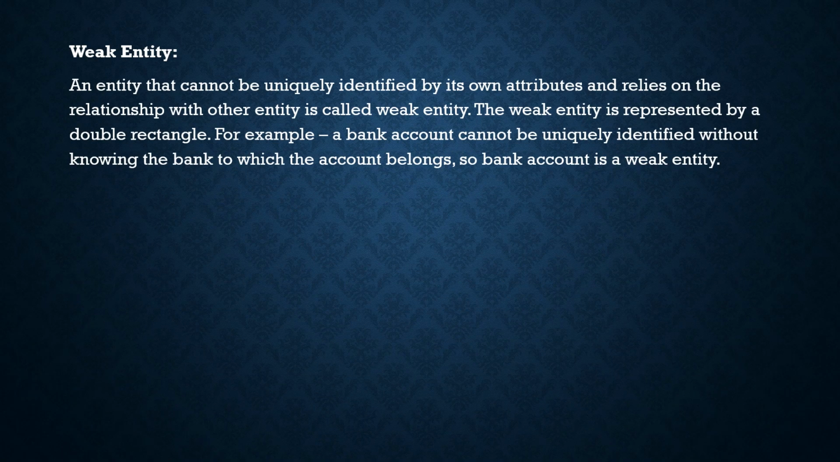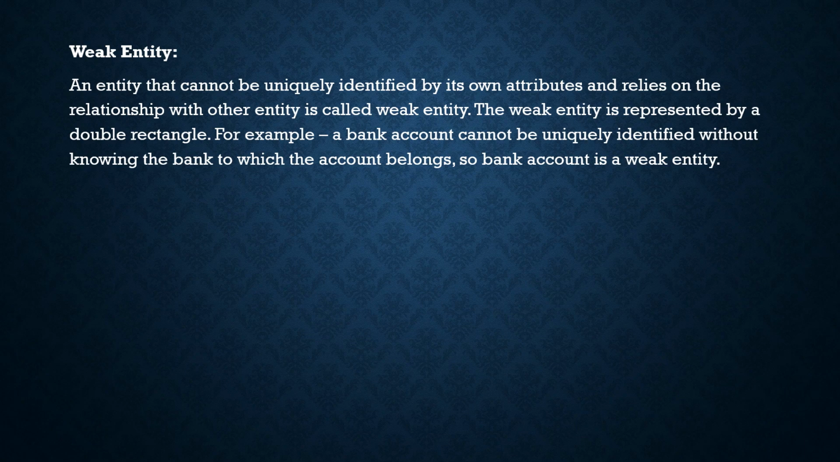Next one is weak entity. So what do you mean by weak entity? Weak entity means an entity that cannot be uniquely identified by its own attributes, and relies on the relationship with another entity. The weak entity is represented by a double rectangle. An example of a weak entity is a bank account, which cannot be uniquely identified without knowing the bank to which the account belongs. So the bank account is a weak entity.